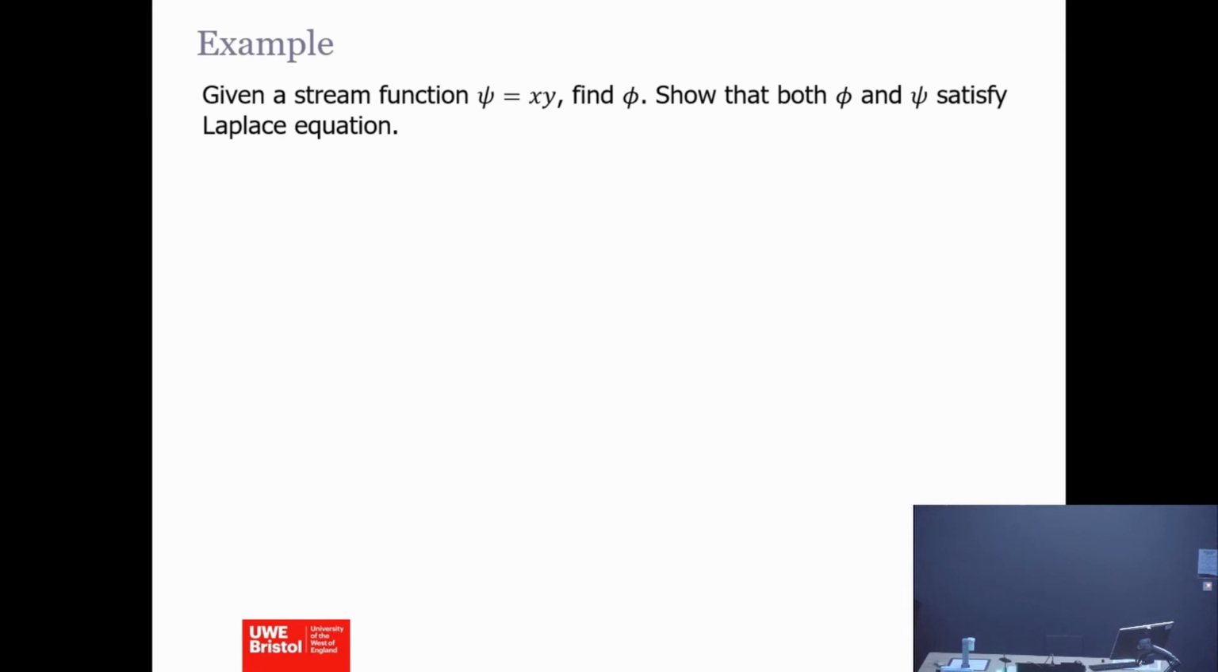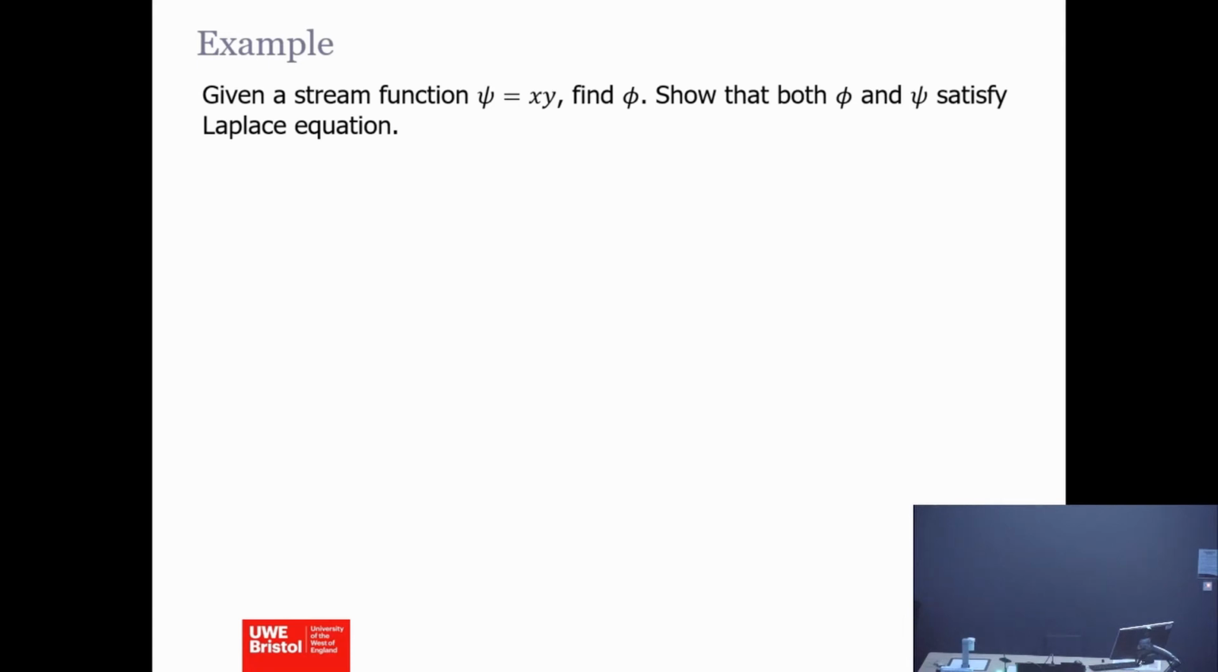Sorry guys, I have to go a little bit quicker. So let's take a very simple example, which illustrates some of the ideas I've been talking about within potential flow. If someone gives you a stream function psi, which is just x times y, the question is, find what the velocity potential phi is, and also show that phi and psi satisfy the Laplace equation. So how do we go about that?